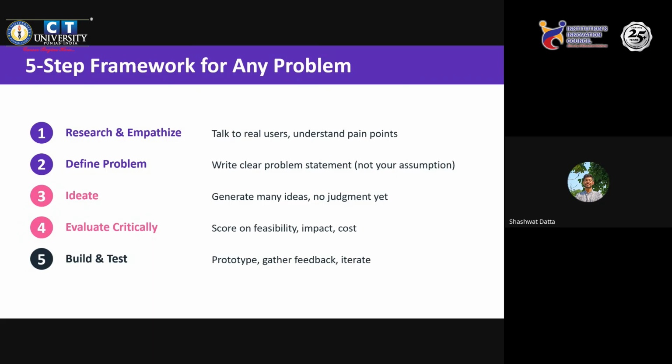And lastly, you build and test. Make a rough prototype, show it to users, get feedback, iterate, and if it's not working, go back to step one, following the cycle. There is no need to waste multiple months or years on a bad idea. It's better to kill it initially.